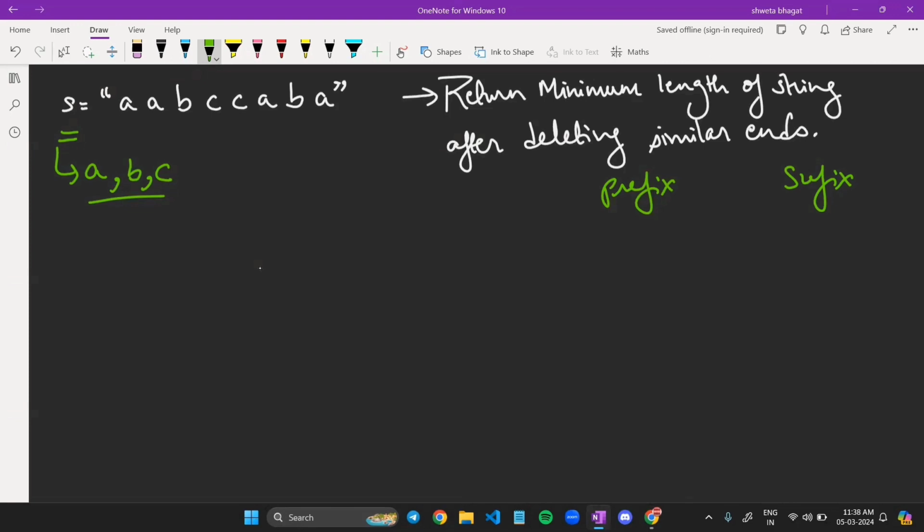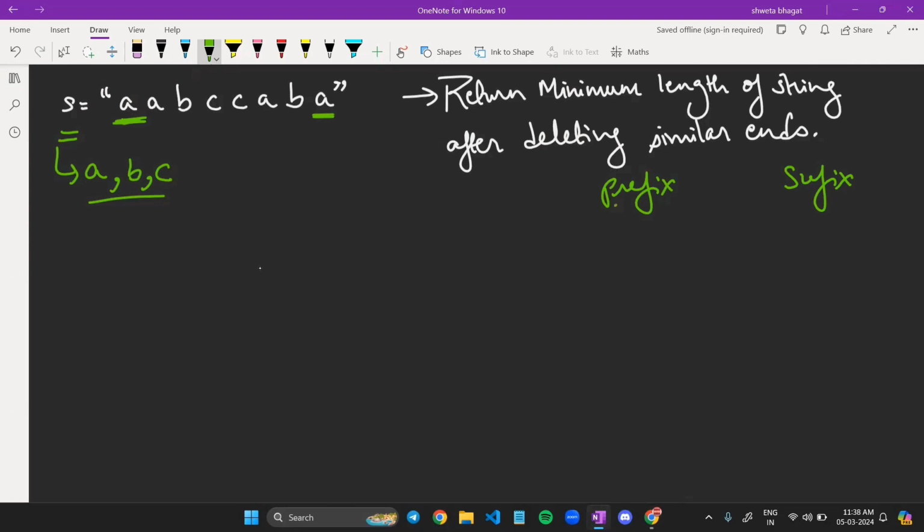A prefix is the front part of the string, correct? So if we select this A, then this A is a prefix of the string S. And if we select this A, then this A is the suffix of the string S, correct? So prefix is something which is present at the front part of S, and suffix is something which is present at the end part of S, okay?